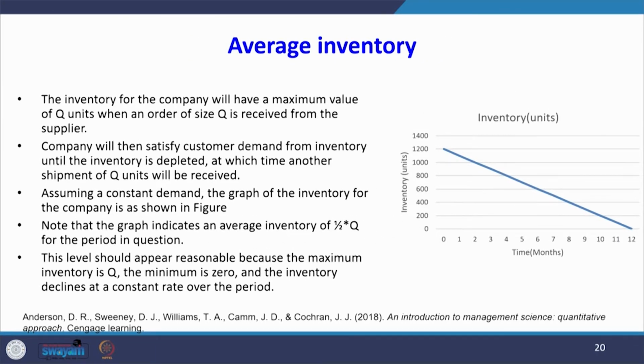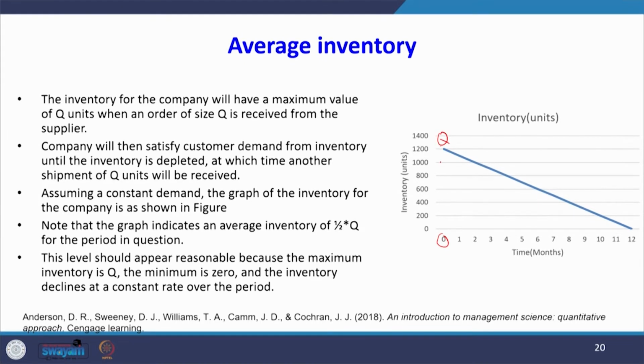Before finding the holding cost, first I will explain the meaning of average inventory. The inventory for the company will have a maximum value of Q units when an order of size Q is received from the supplier. For example, say at the 0th month, we have 1200 units. This is your Q.